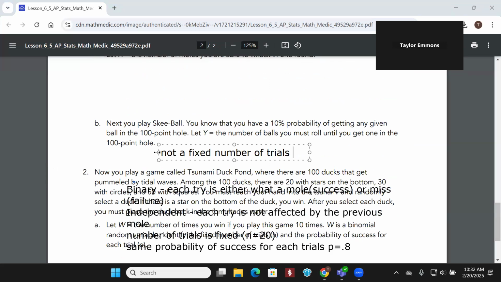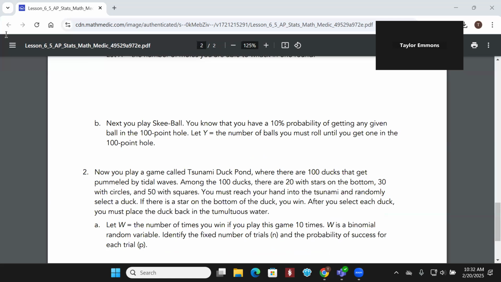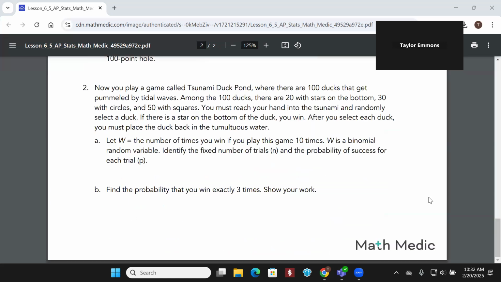Okay, number 2. Now you play a game called Tsunami Duck Pond. That sounds like an awesome game. Okay, let W equal the number of times you win if you play this game 10 times. W is a binomial random variable. Identify the fixed number of trials and the probability of success for each trial. Okay, so when you do this one, what is N going to be? 10. And the probability is 20 out of 100, which is 0.2. So we see how we got that.